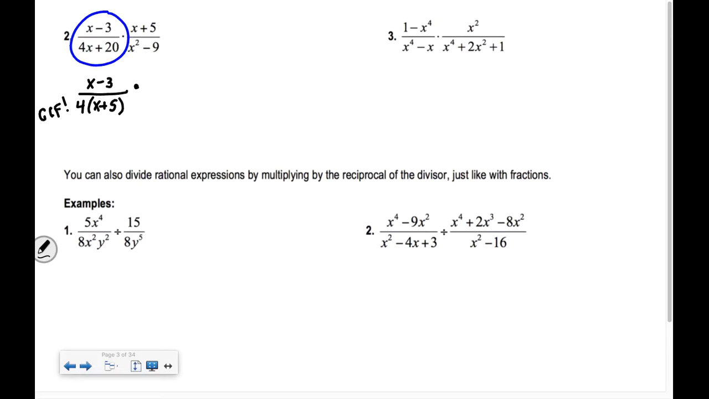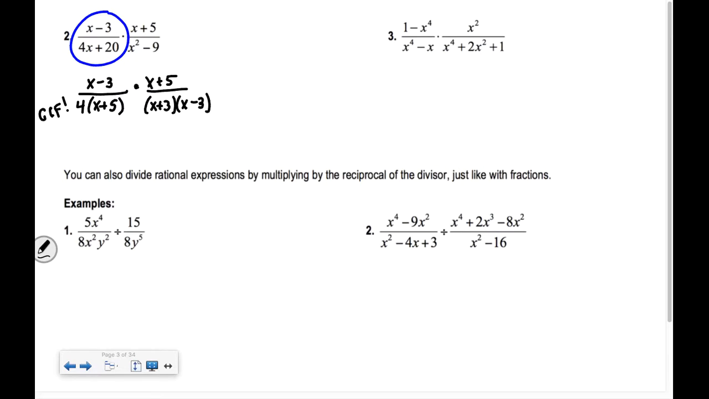All right, and then the next one, so I have x plus 5, and then on the bottom I have x squared minus 9, which we know factors into what? X plus 3 and x minus 3. Be careful, difference of two squares, right? That way we don't have that middle term. It's like a 0x in the middle. Now we're ready to start reducing.